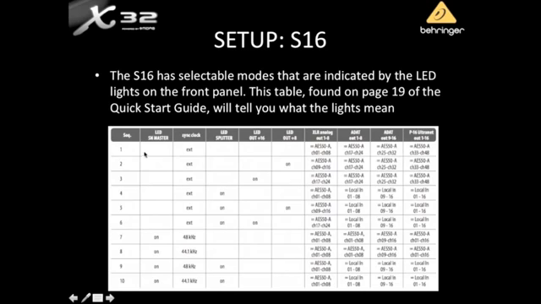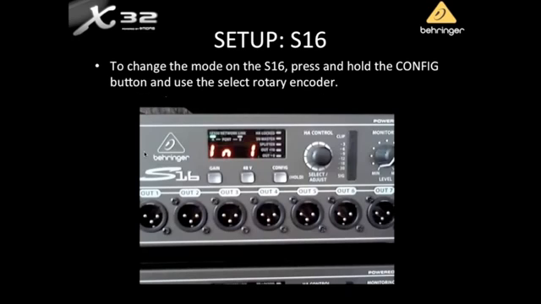That means that the first S16 would be in mode 1, and then the second S16 would be in mode 2. If you happen to have a third one, you'd put that one in mode 3. The only difference between those 3 modes is what's coming out of those 8 XLRs on the front. So of course, if you put them both in mode 1, then you're going to have duplicitous outputs. You'd have the same thing coming out of both of those banks of 8. So that's important. Let's take a look at how to change the modes on the S16.